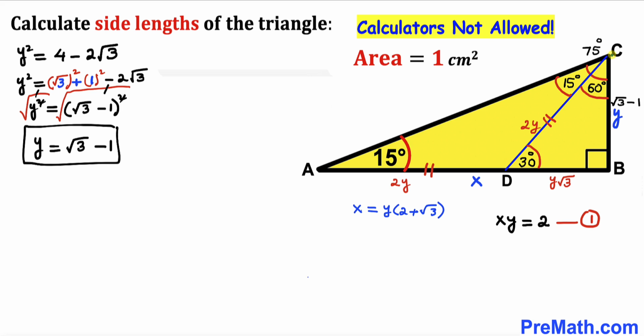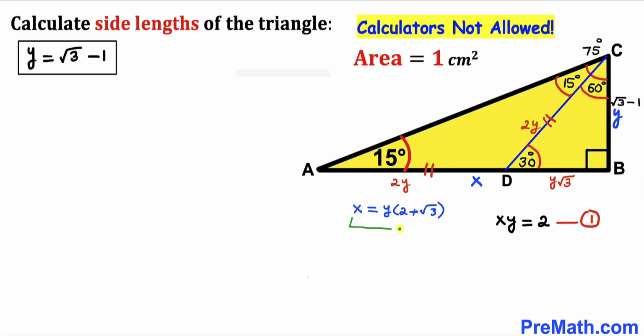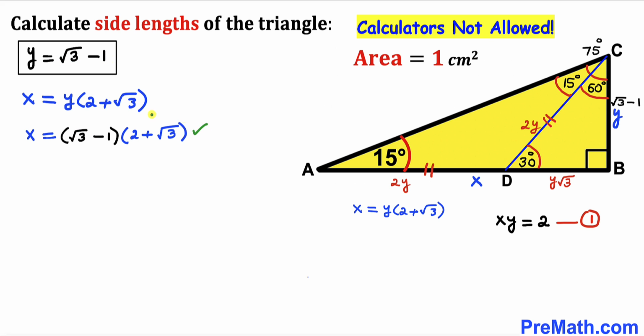So therefore our this BC length, which is y, turns out to be equal to square root of 3 minus 1. And now let's focus on this equation. x is equal to y times (2 plus square root of 3). And here I have copied it down. And now let's go ahead and replace this y value by this square root of 3 minus 1. As you can see in this next step, I have substituted this y value over here.